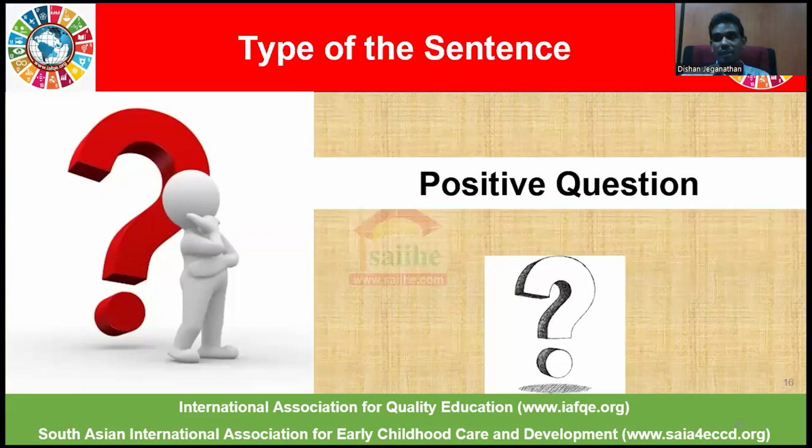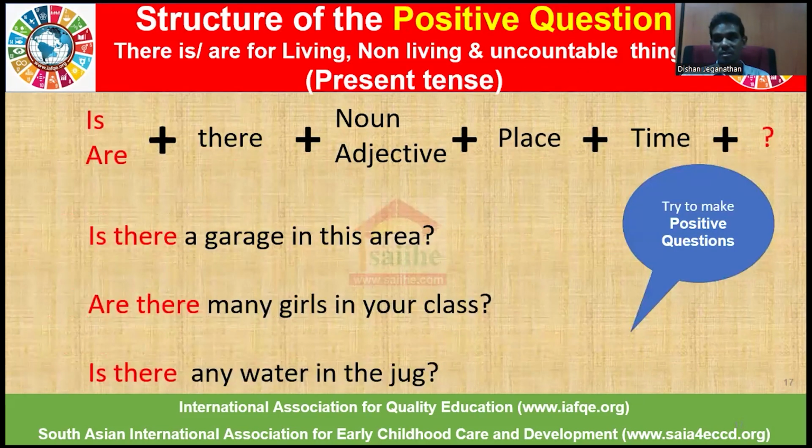So now we are going to go into positive questions. When we make positive questions in present tense, the words is and are always come before there. So the question begins with is or are. If it is going to be a singular noun, you will be making use of is. And if the noun is going to be plural, we are going to make use of are. So the format would be is or are plus there plus noun, adjective, followed by place and time.